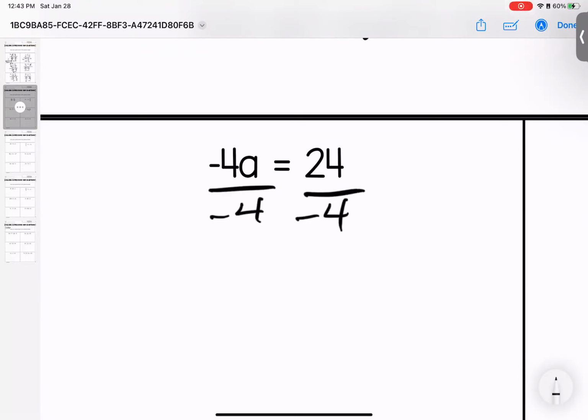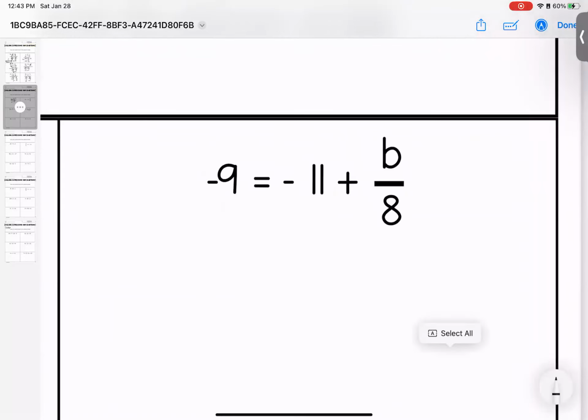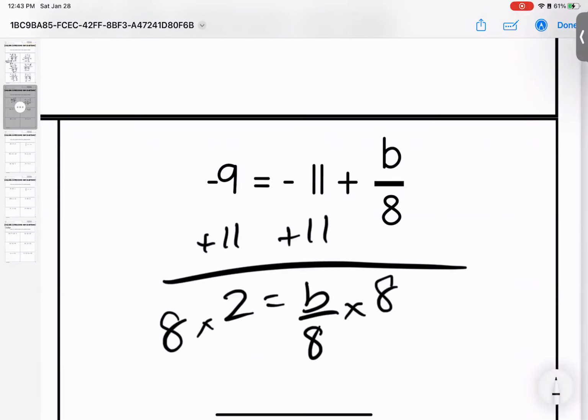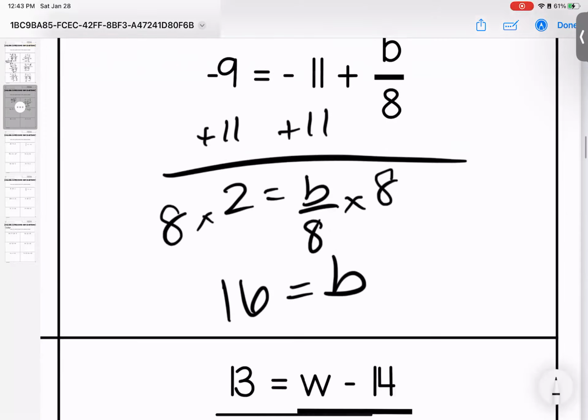Divide both sides by 4. When I do that, A is equal to 6. And it's a negative 6 because we have opposite signs on this side. Over here, I'm going to start with adding 11 to both sides. Opposite signs subtract. So 11 take away 9 is, I'm sorry, 2. B divided by 8, opposites mean to multiply. Here we have 16 is equal to B.